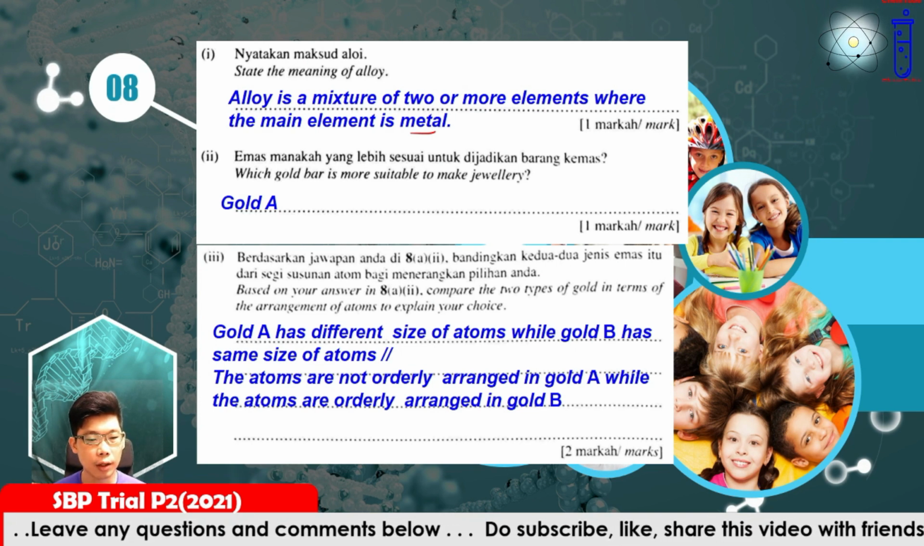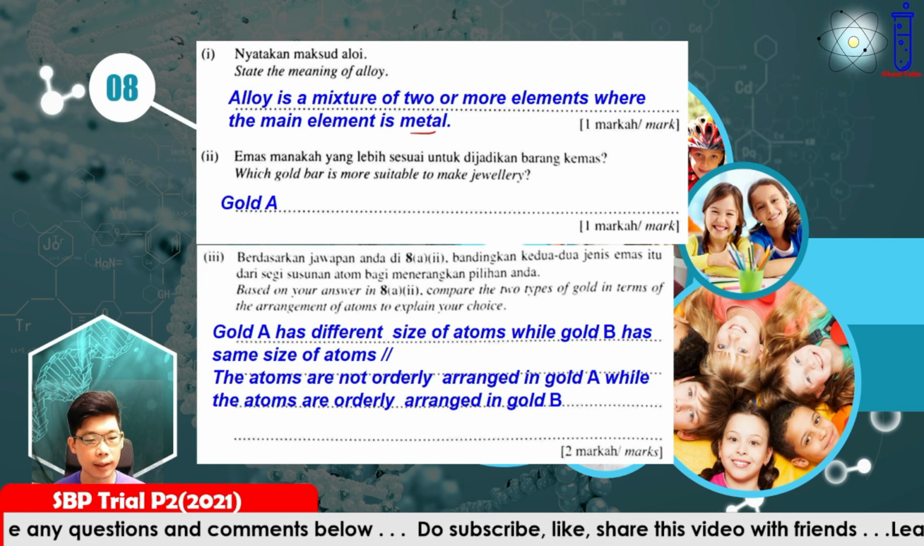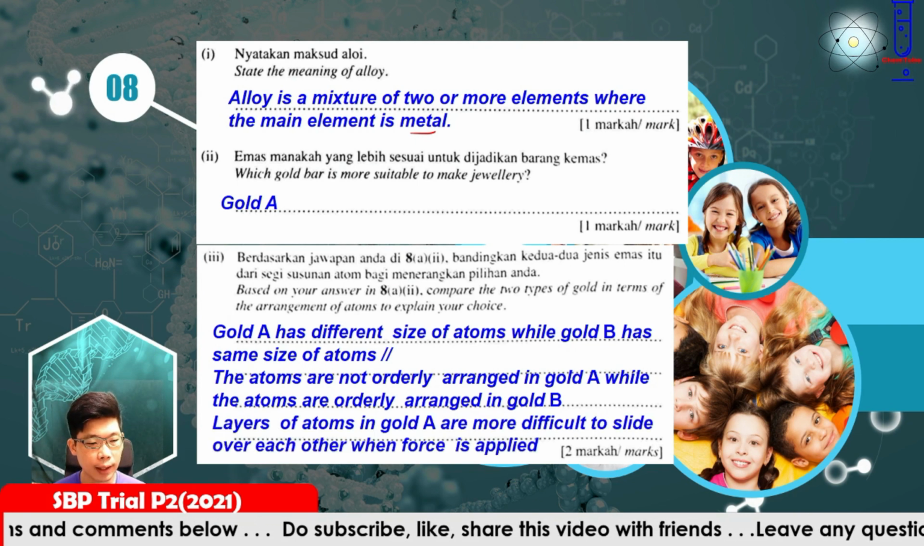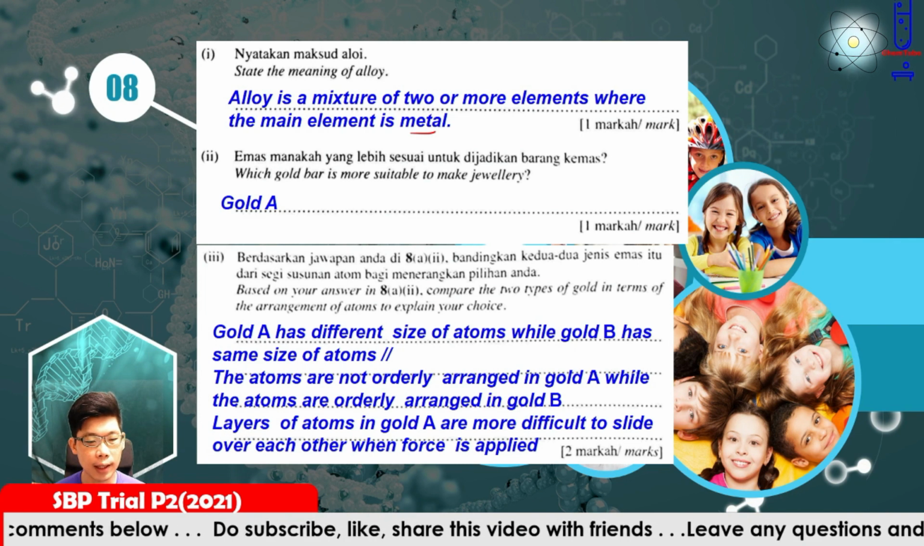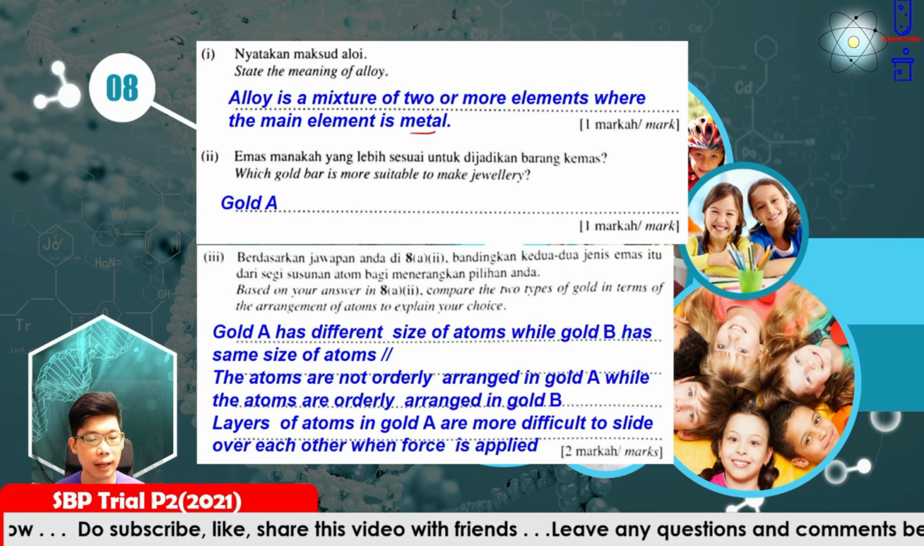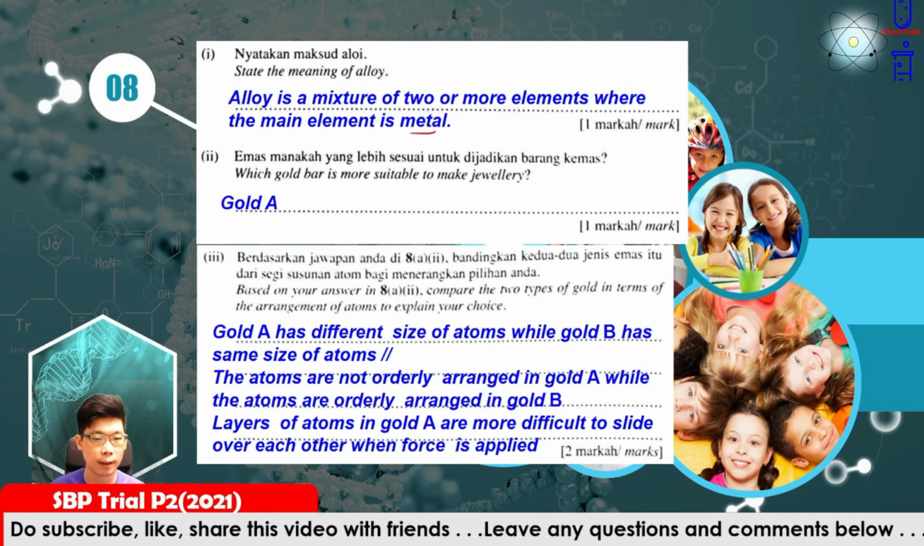Then the atoms are not orderly arranged in gold A, while the atoms are orderly arranged in gold B. Okay, then layers of gold atoms in the gold A are more difficult to slide over each other when the force is applied, so that is why it is stronger.